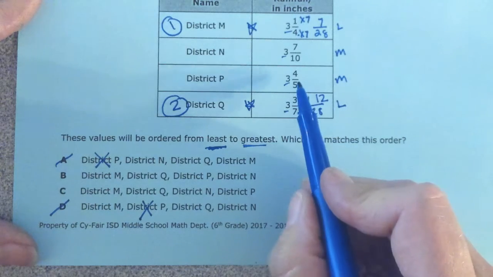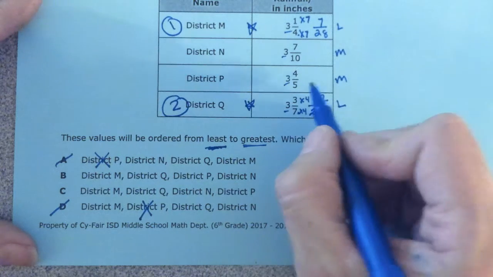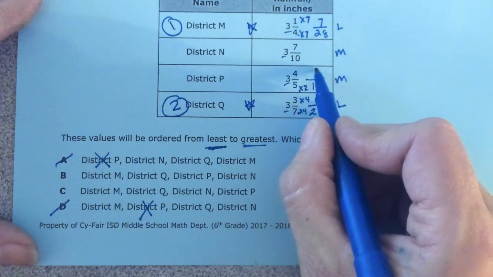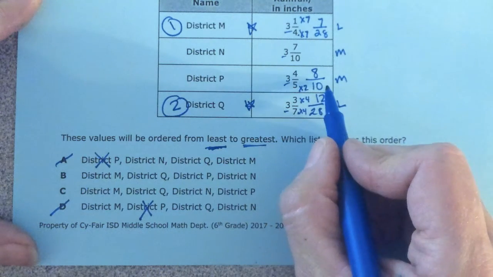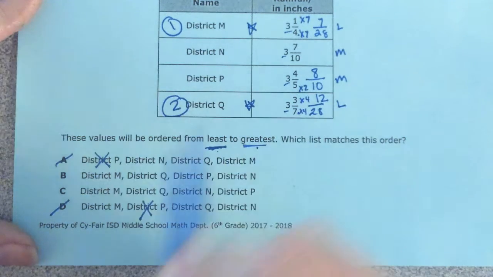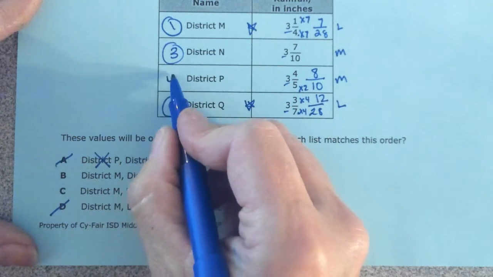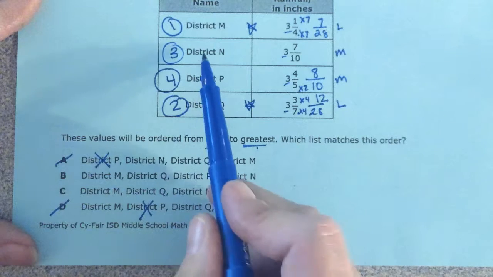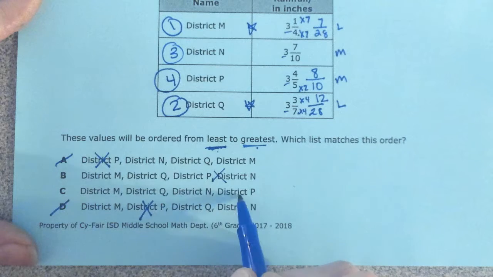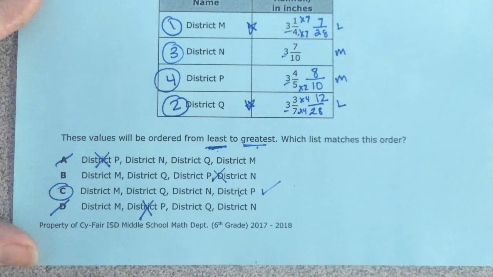Okay, now I'm going to the next step. The 7/10 or the 4/5, which one is bigger? I can build my 4/5 up to tenths by doing times 2. So 4 times 2 is 8. So the 8/10 is bigger, the 7/10 is smaller. If I'm going from least to greatest, the 7/10 would be next on my list. And the 8/10 would be the bigger one. So I should have N and then P. P then N? No. N then P. Yes. So the answer to number 7 will be C.